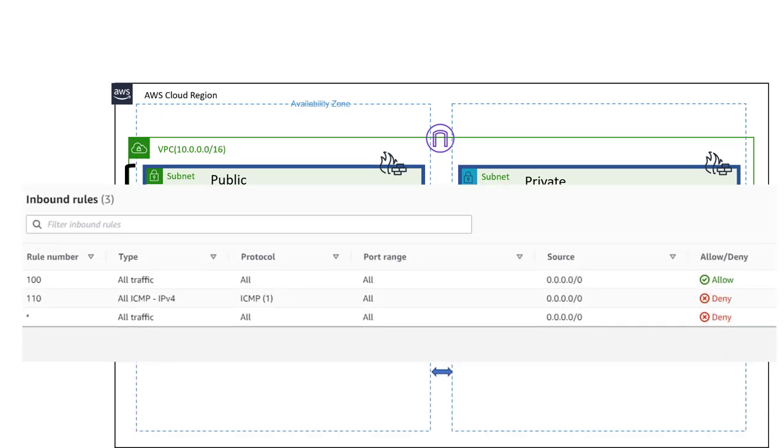Here is an incorrect way of applying the same rule as shown in the previous slide. Here the rule number is 110, and rule 100 allows basically all traffic to go through. The NACL will first go to rule number 100 and it will allow all the ICMP pings, and it will go no further and it will not go to rule number 110. So you have to be very careful while associating rules with their corresponding rule numbers.